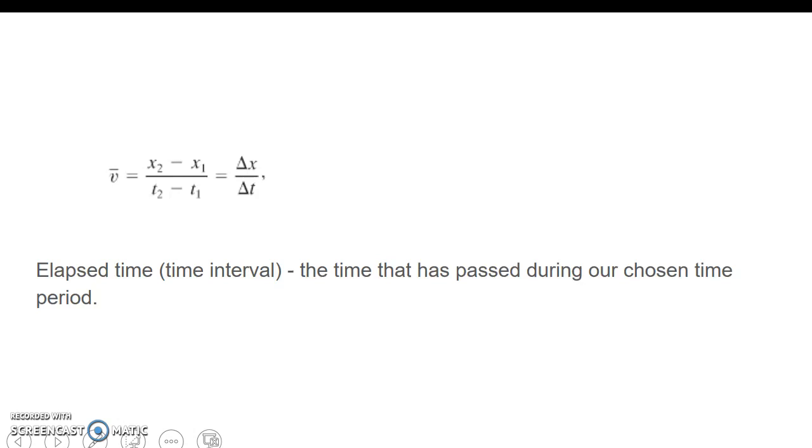Now elapsed time is the time we end minus the time we start. It doesn't necessarily have to be 0. We like it to be. It makes the math easy, but it doesn't have to be. So really, velocity is delta x over delta t by definition, using our definition of displacement and time elapsed.